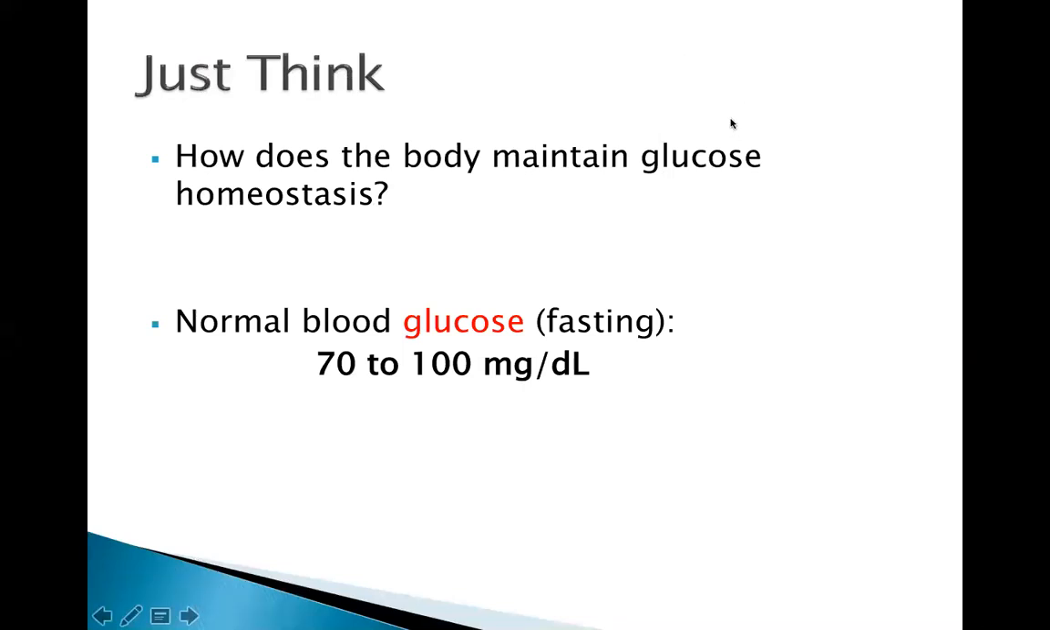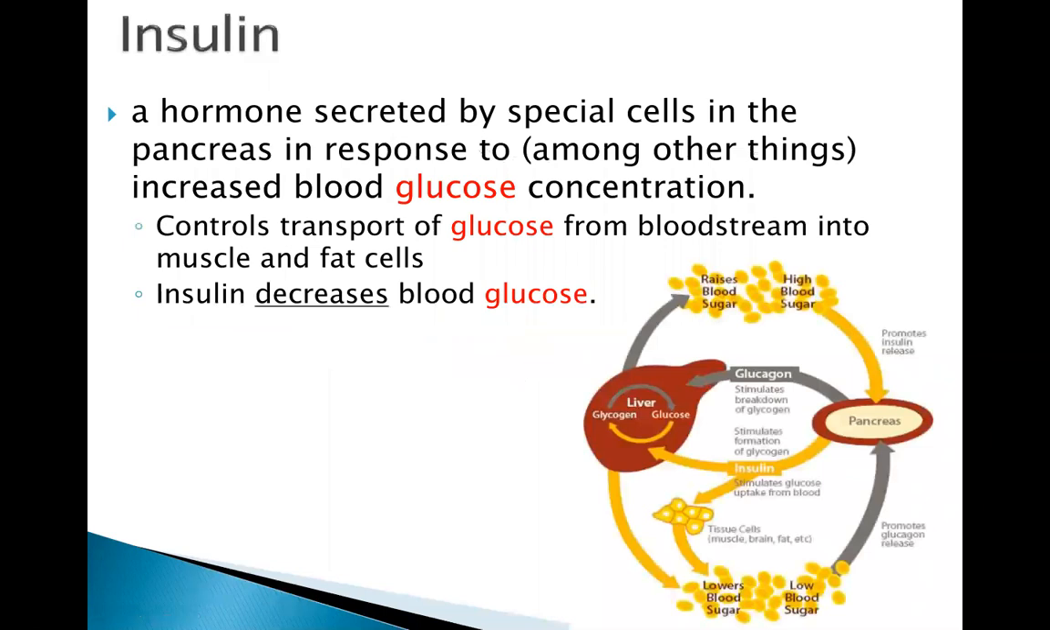All right, so normal blood glucose levels fasting, meaning you have not eaten, are 70 to 100 milligrams per deciliter, and normal blood glucose levels are maintained primarily by two hormones. There are a few other hormones, but two main hormones that help to regulate blood sugar are insulin and glucagon.